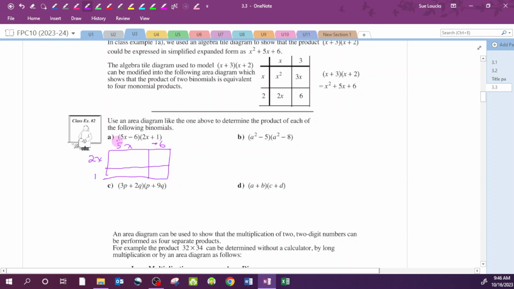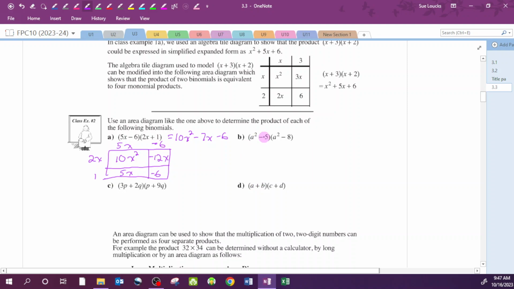I've got 5 times 2 is 10, and x times x is x squared. -2 times 6 is -12 times x, and this is going to be 5x, and this is -6. So we got 10x squared minus 12x plus 5x, that's going to be minus 7x minus 6. So that's what the answer needs to be.